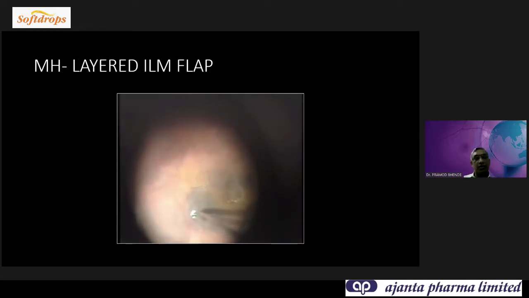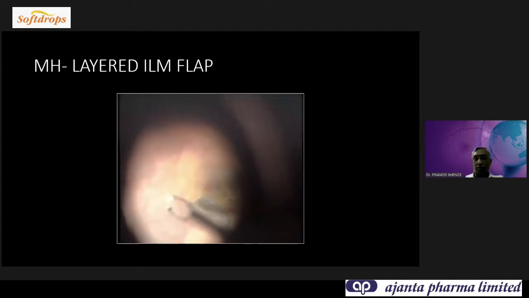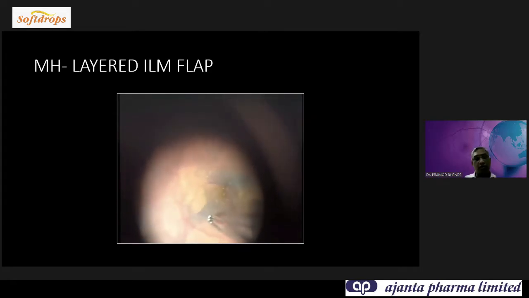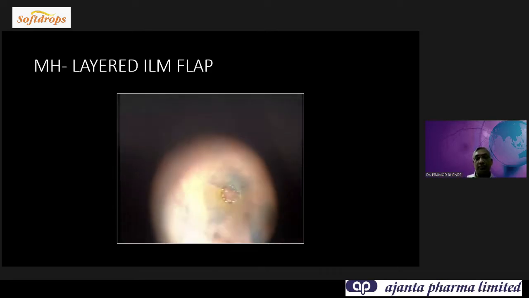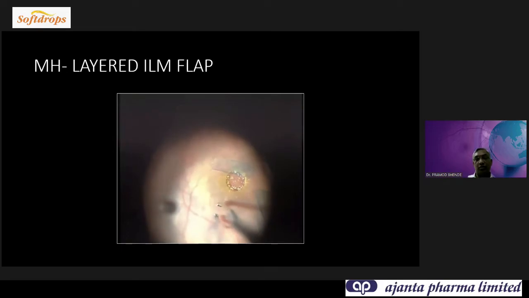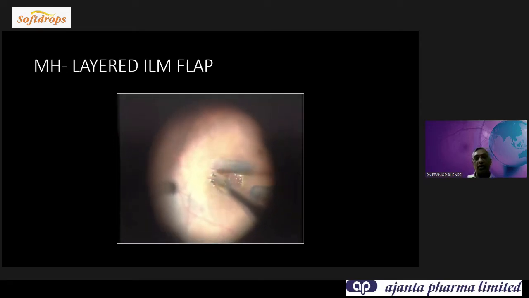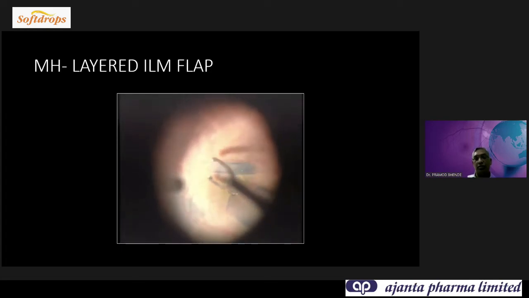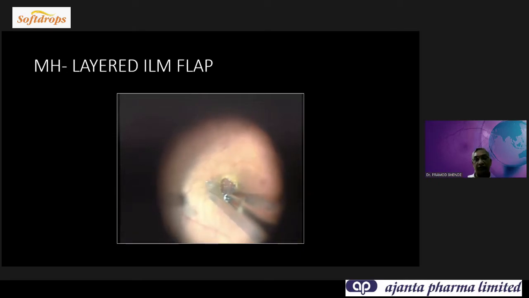This is another eye, now having a larger macular hole. What we are doing is either an inverted flap most of the time, or you can have a pedicle graft rotation flap. Typically, what we did here is separate the ILM all around, remove the excess ILM, and keep this ILM over the macula, just a multi-layer flap over the fovea.